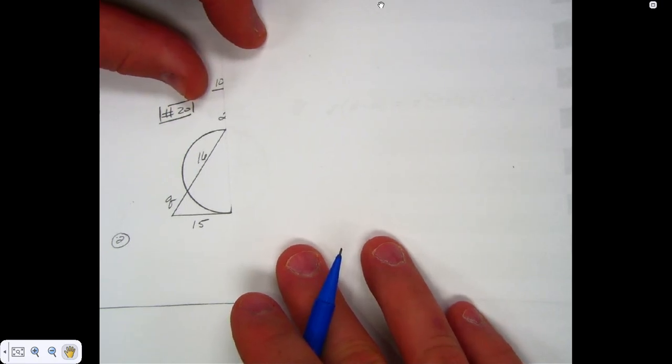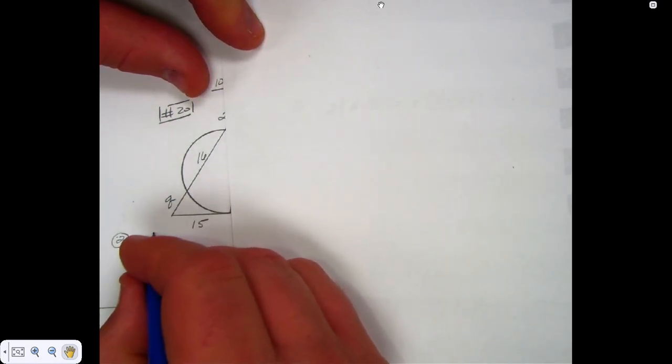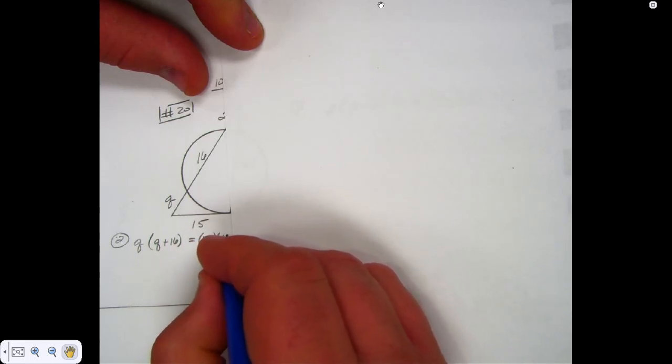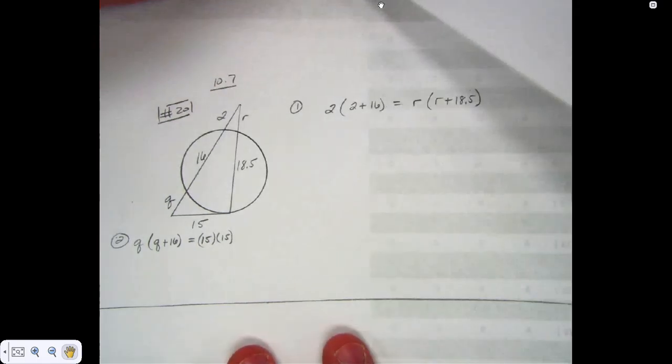Would you agree? So the outside part, which is Q, times the whole thing, which is what? Q plus what? 16 is equal to the outside part, which is what? 15 times the whole thing, which is what? 15. Everyone agree? Okay.